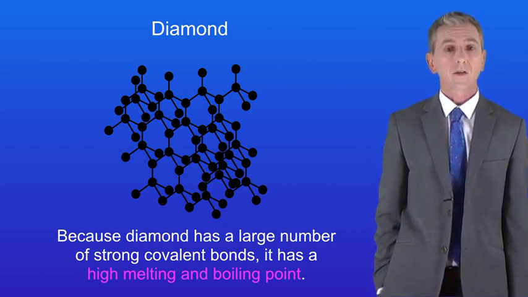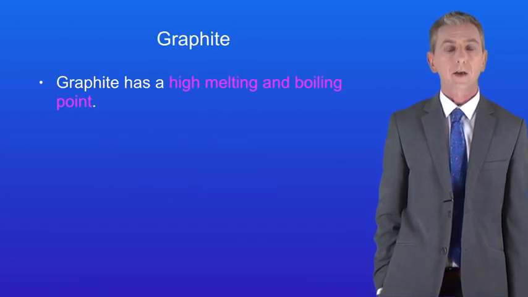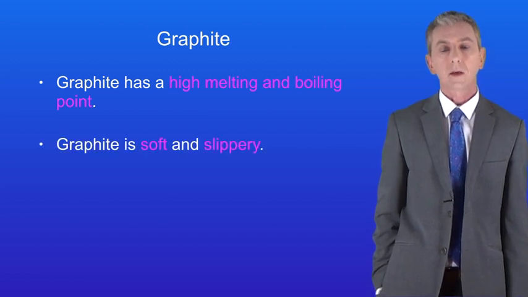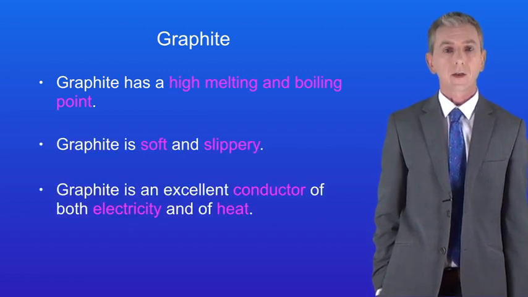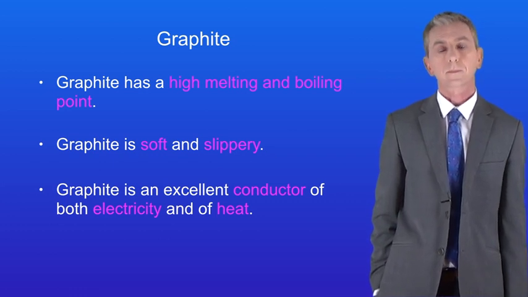Let's start by looking at some of the key properties of graphite. Firstly, graphite has a high melting and boiling point. Secondly, graphite is soft and slippery. And finally, graphite is an excellent conductor of both electricity and of heat. So let's take a look at the structure of graphite and try to explain these properties.